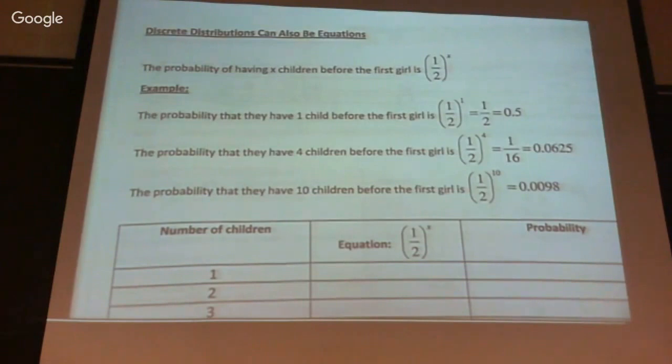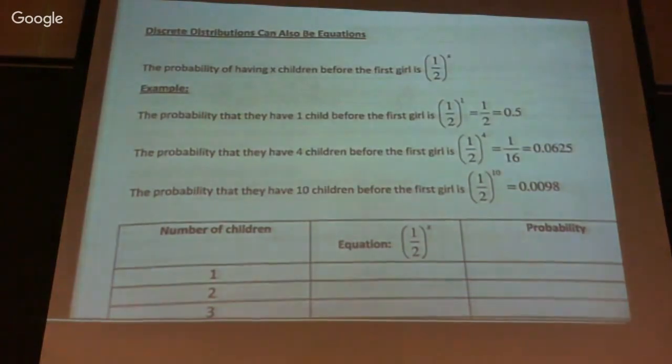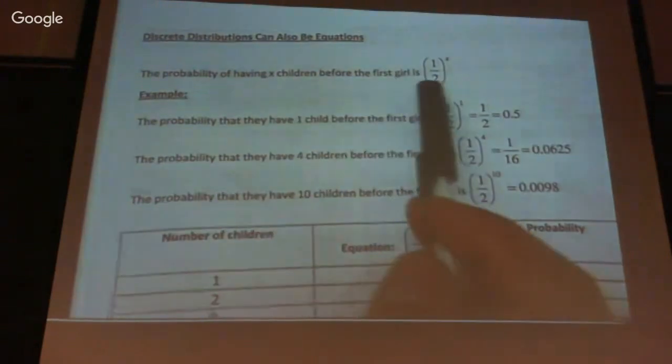50-50, right? It's a 50% chance that it's going to be a girl. Now, this question doesn't ask about the chance of having a boy or girl. This one asks, what's the chance of having a girl the first one? And then a girl the second one? And then a girl the third one? And then a girl the fourth one? Eventually, what should end up happening? A boy should pop out. So it's not going to be 50% every time. So this one is 1/2 raised to the x.